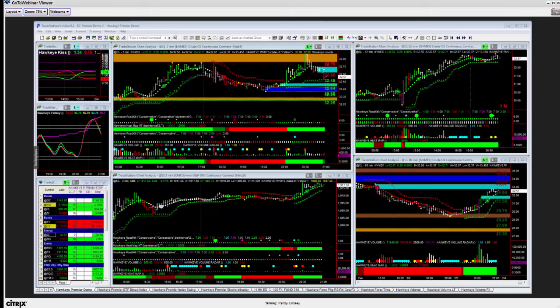NinjaTrader is a free platform. So you can download NinjaTrader, link with your TD Ameritrade account, and then use that as your data.